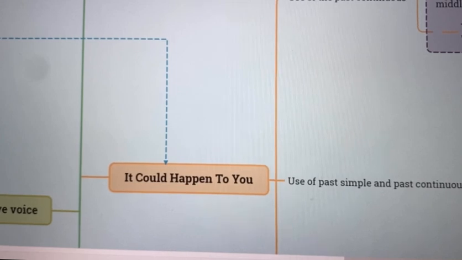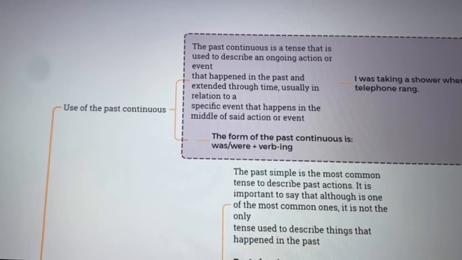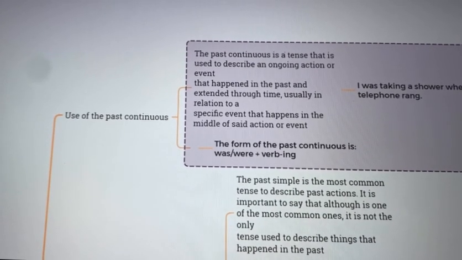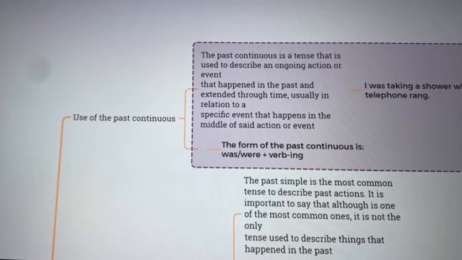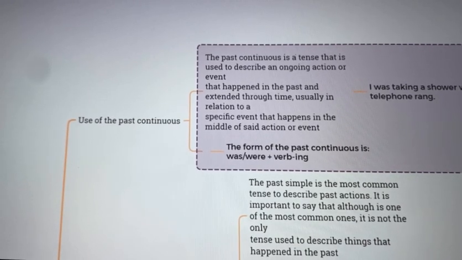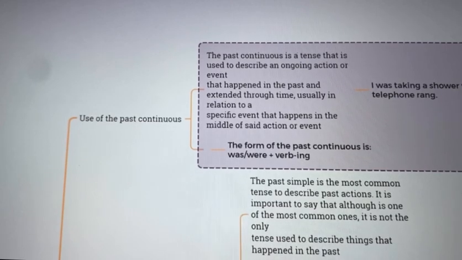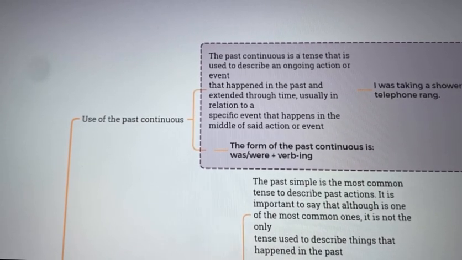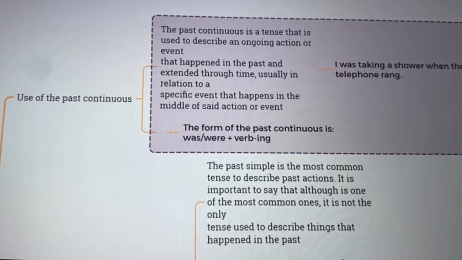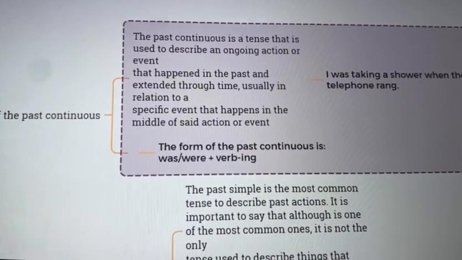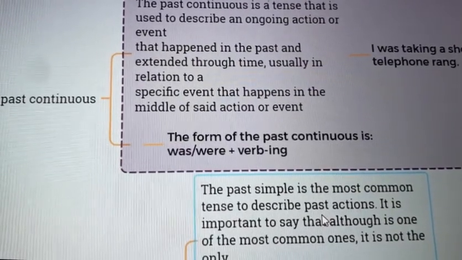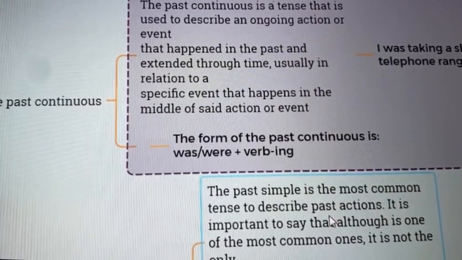In Unit 2, we have It Could Happen to You. Use of the past continuous. The past continuous is a tense that is used to describe an ongoing action or event that happened in the past and extended through time, usually in relation to a specific event that happens in the middle of said action or event. For example, I was taking a shower when the telephone rang. The form of the past continuous is was or were and the verb ending in ing.